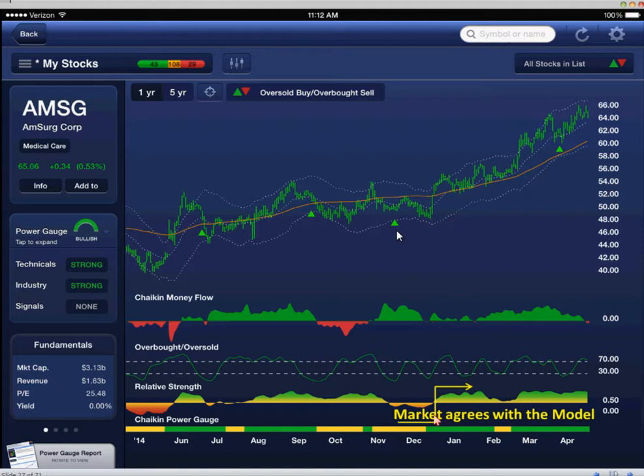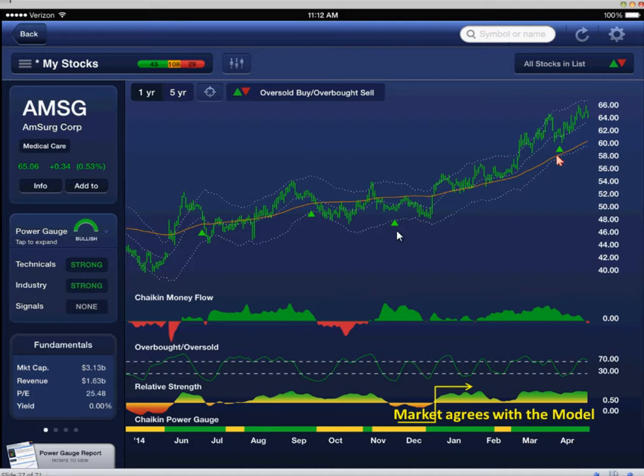Relative strength did go negative, but guess what? Power gauge turned bullish, followed by a bullish personality change here at 54 on the way to 66. That's a pretty nice move, given that we're in 2015 where the market can barely make progress to the upside, and you had a wonderful oversold buy signal. 8-day low on a stock with a bullish power gauge rating.